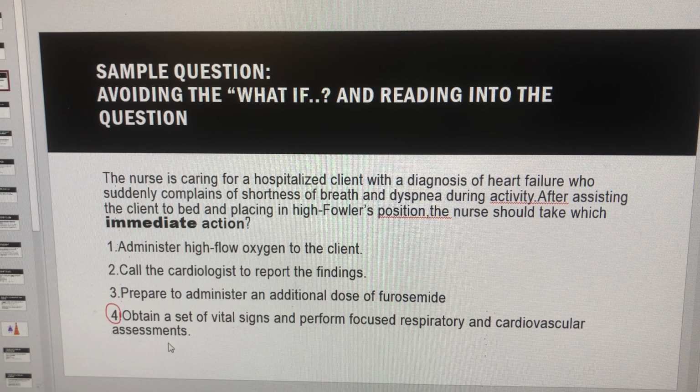Additionally, focus on what the question is asking. The question is asking you for a nursing action, so that is what you need to look for as you eliminate the incorrect options. Use nursing knowledge and test-taking strategies to assist in answering the question. Remember to focus on the data in the question. Focus on what the question is asking and avoid the what if syndrome and reading into the question.